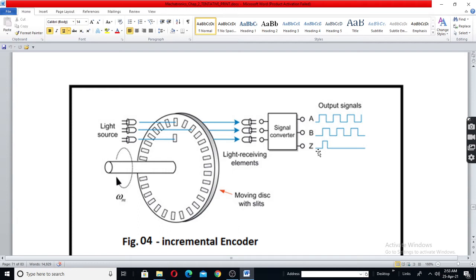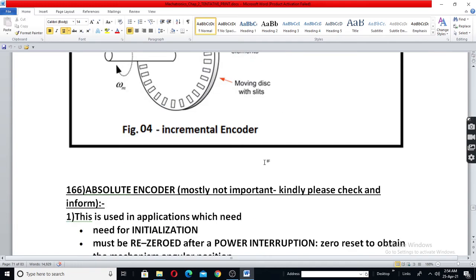Suppose you need a reference in some manufacturing process, you have to start at some particular place only. Suppose during manufacturing, power has gone, and when the power comes again, you don't know where to start, where to continue. So it has to wait till Z, meaning a maximum of one rotation, then only it can count.